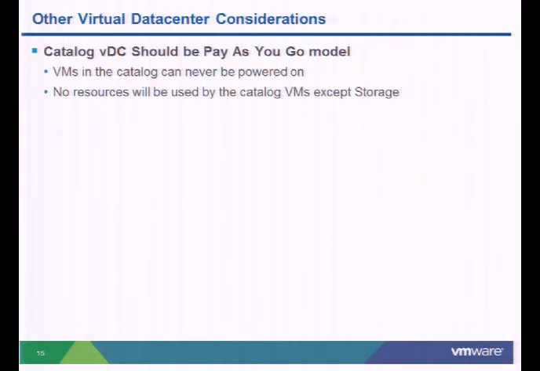So anybody who's played with vCloud Director knows you have catalogs, right? There's catalog objects, and you place things in the catalog. Well, things in the catalog can never be powered on. So interestingly enough, they can't use compute and memory resources. But what do they use? Storage, right? They still have to live somewhere, and that storage has to be mapped to a provider VDC, because everything works off of that construct.